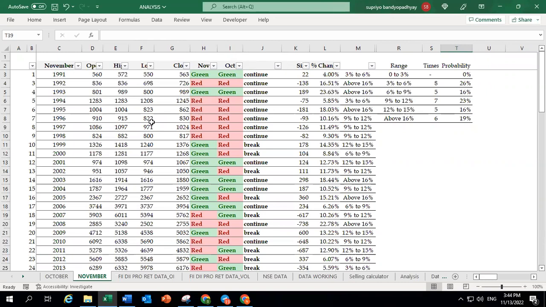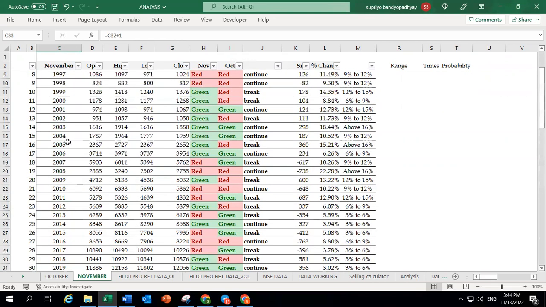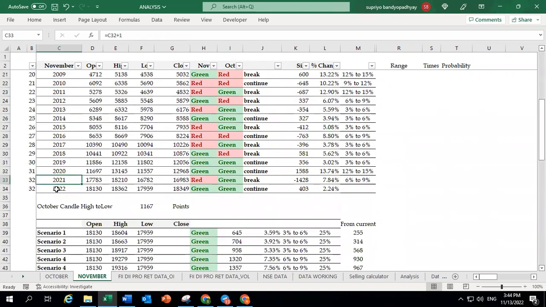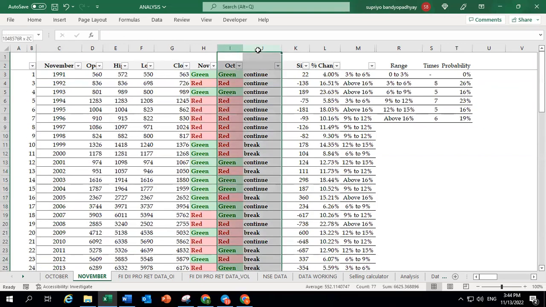Friends, for that, what I've done is that I plotted the movement for the month of November from 1991 till 2021, all the 32 years, and also what is happening now in 2022. Now, if you see, friends, I'll just hide these two columns. I'll come to that later.